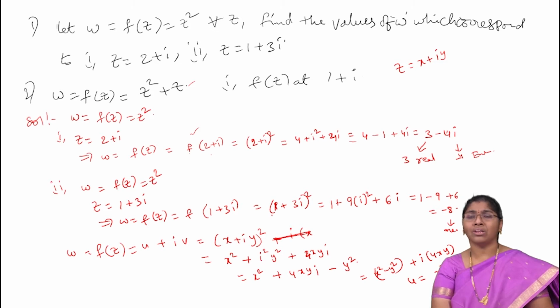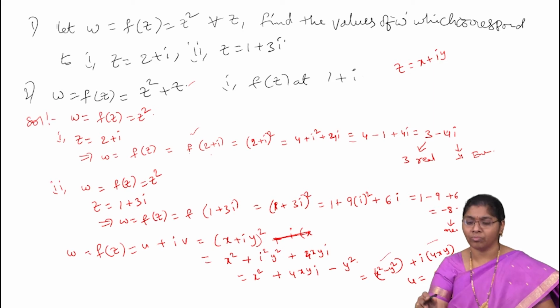We know. What is u, what is v, we are finding here: x plus iy whole square, that is x square plus i square y square. Here i square is nothing but minus 1. Now the real part is one part and the imaginary part is another part. This is u and this is v.